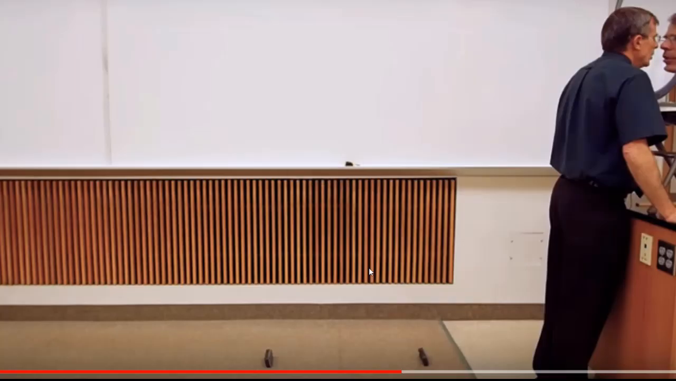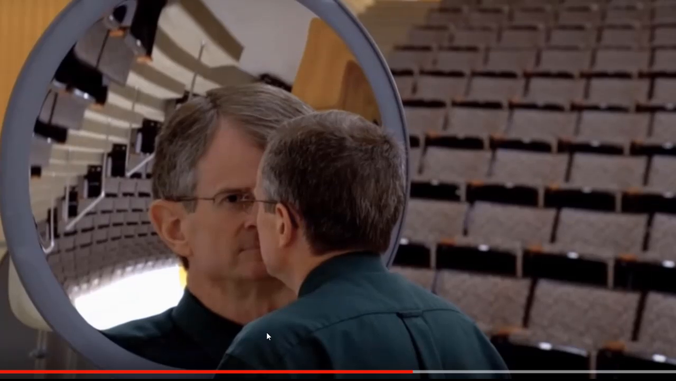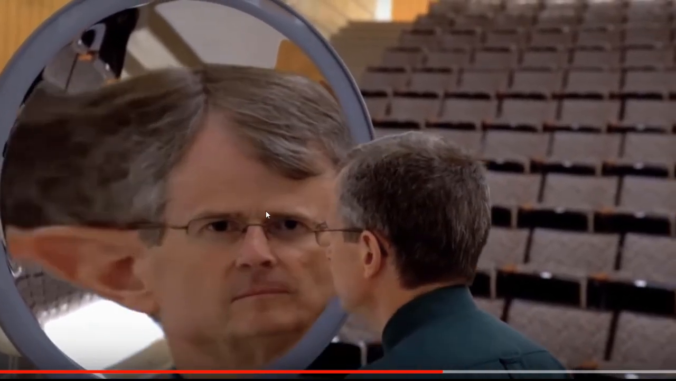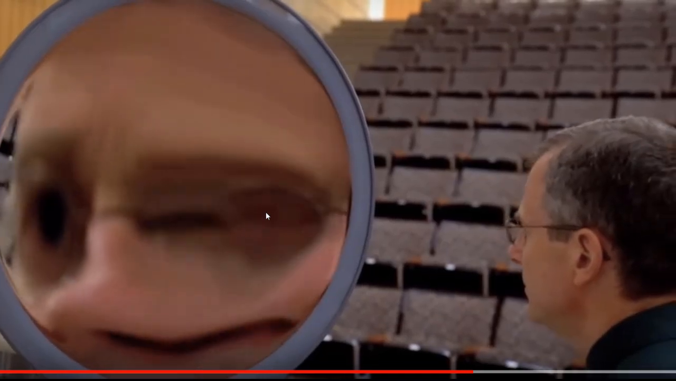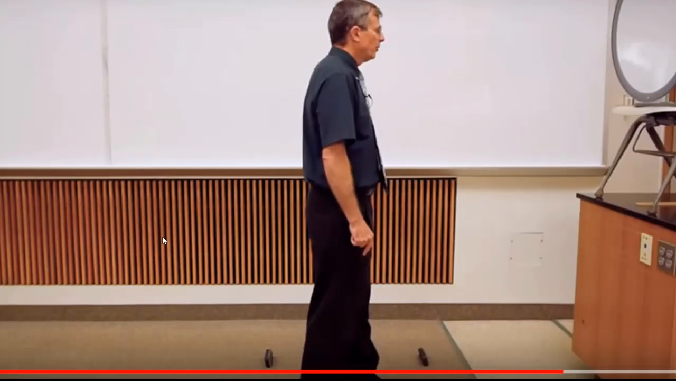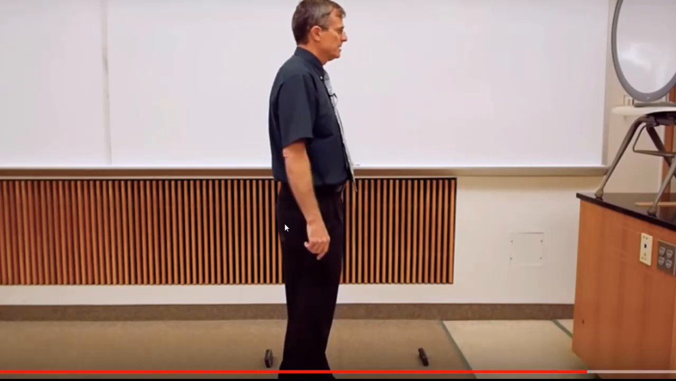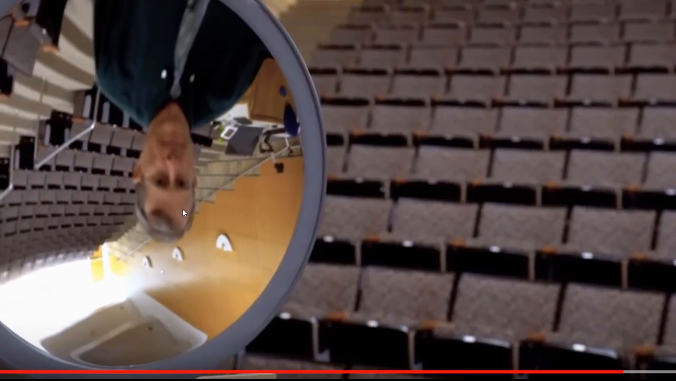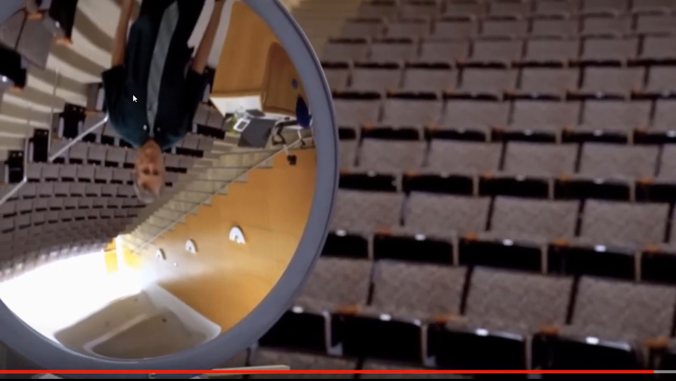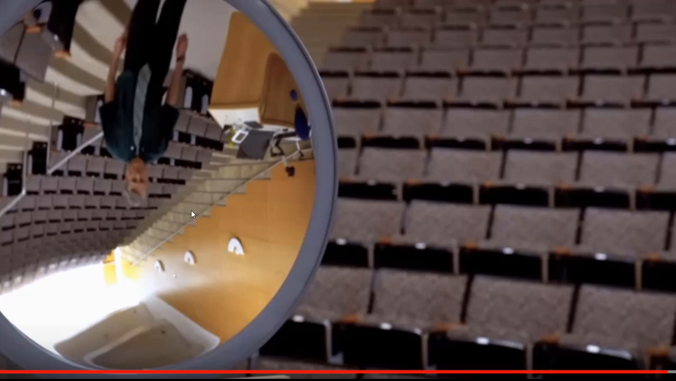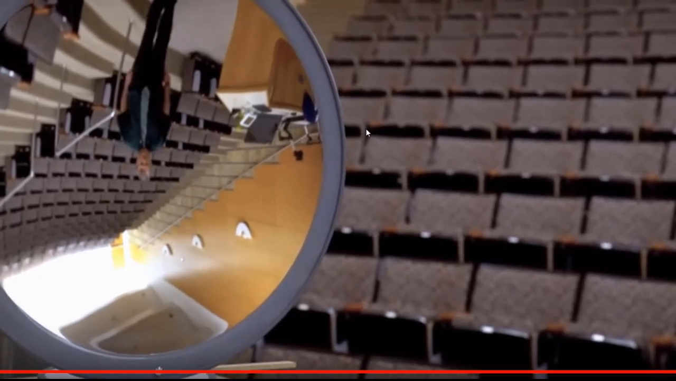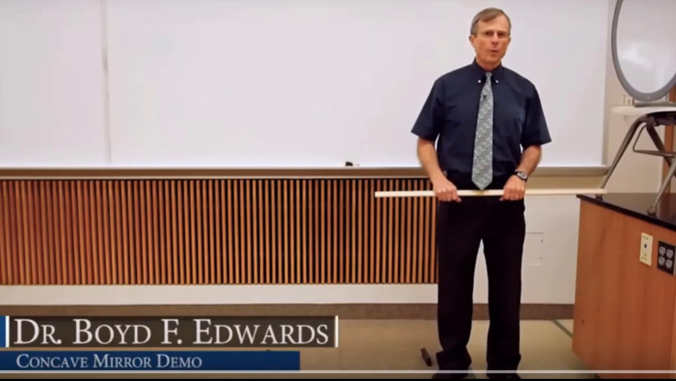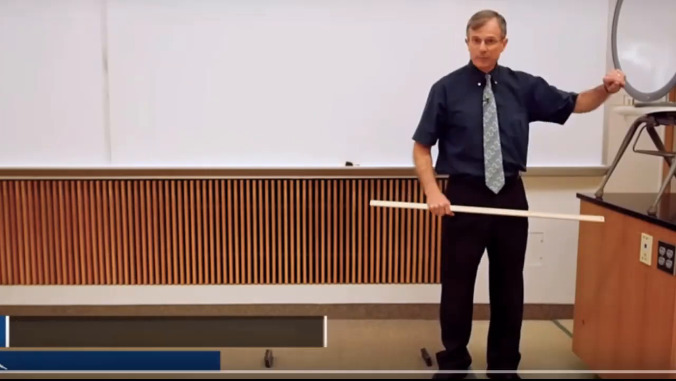Let's see this again. See, the head is different. Now there is no image. So at a certain point there is no image. Then the image is inverted, so it's an upside down image. Let's see what happens. Now the image just gets smaller and smaller and inverted. This is exactly the kind of image of a concave mirror.